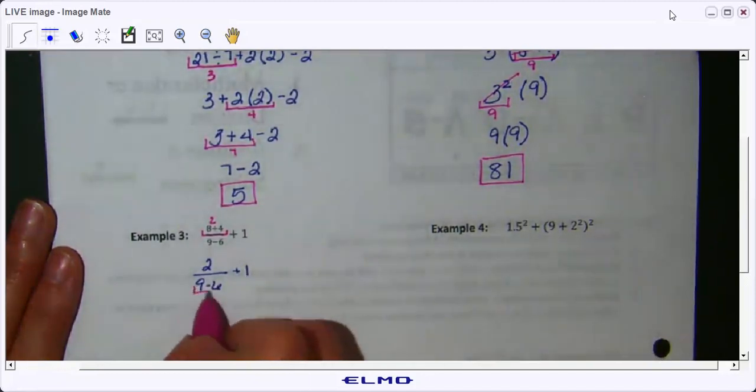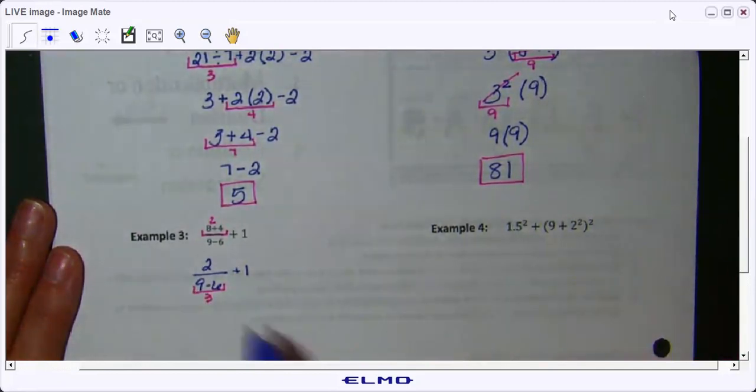Then I'm gonna do my denominator. So I end up with 2 over 3 plus 1, which equals 1 and 2/3. That's right.